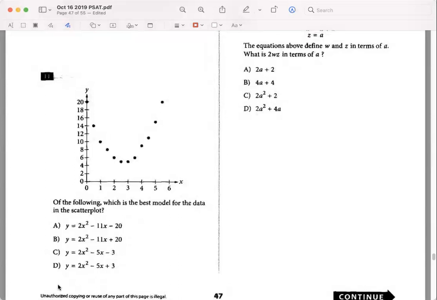Okay, of the following, which is the best model for the data in the scatter plot? Right, so let's see. I can see that the y-intercept is 20. So I can eliminate C and D because the y-intercept is 20. I can also eliminate A, right? Because it is only in option B that when I put x = 0, I get 20. So from the y-intercept alone, my answer is option B.